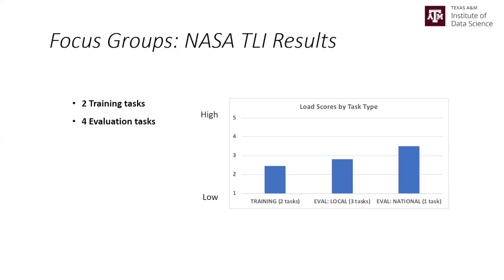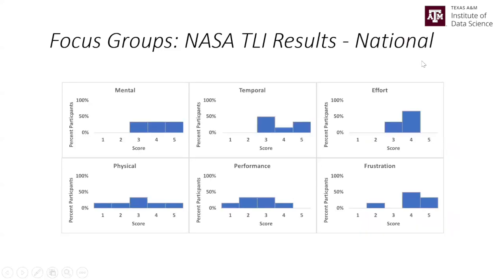Also, our stakeholders were local and regional focused. So we wanted them to spend most of their time working with local impacts, but did want feedback on national. And we found that, yeah, it took them a lot more effort overall to complete the national task as compared to the local tasks, and the training tasks, as expected, were easier because they were given more guidance. So looking just at that national task, we see pretty high scores for the effort and frustration portions of the NASA TLX scale. So this signaled to us we had some work to do.